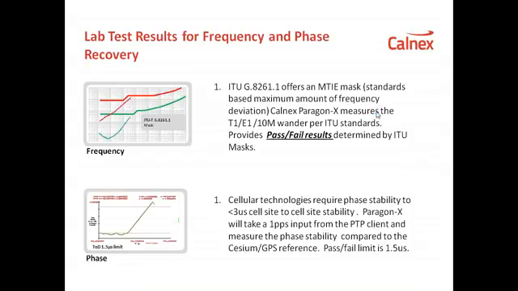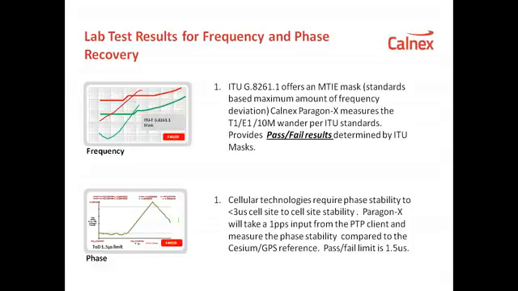And what are you doing when you're doing these lab tests? Well, for frequency, you are testing that the recovered frequency is stable according to the ITU-T masks. ITU-T G8261.1 defines a mask for maximum frequency error. So in other words, you're running your lab test to make sure that the recovered clock is within the 8261.1 mask. For phase, this is really determined by the cellular technology itself.